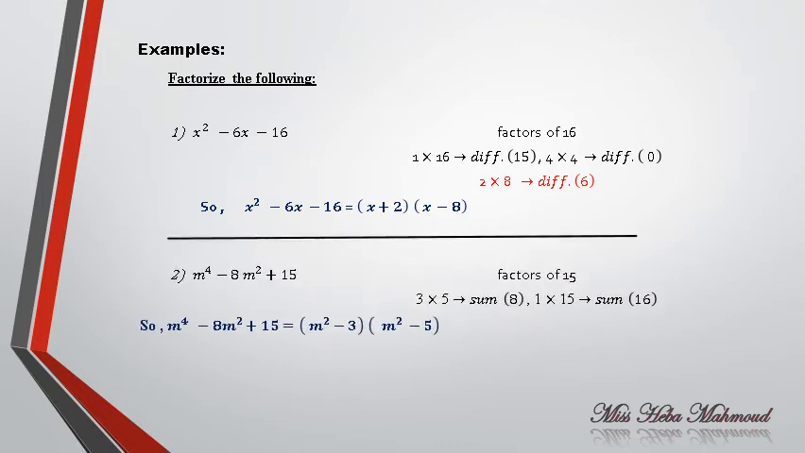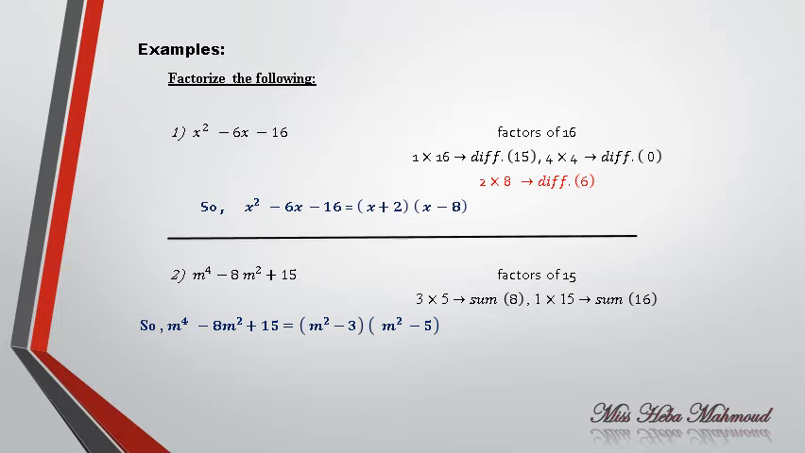Example number 2, m power 4 minus 8m power 2 plus 15. Now, to factorize, we have to open two brackets and factorize the first term, which is m power 4. So, the factorization of m power 4 here will be m power 2 and m power 2. If it is m power 6, it will be m power 3 and m power 3, and so on. So here m power 4 will be m power 2 and m power 2.